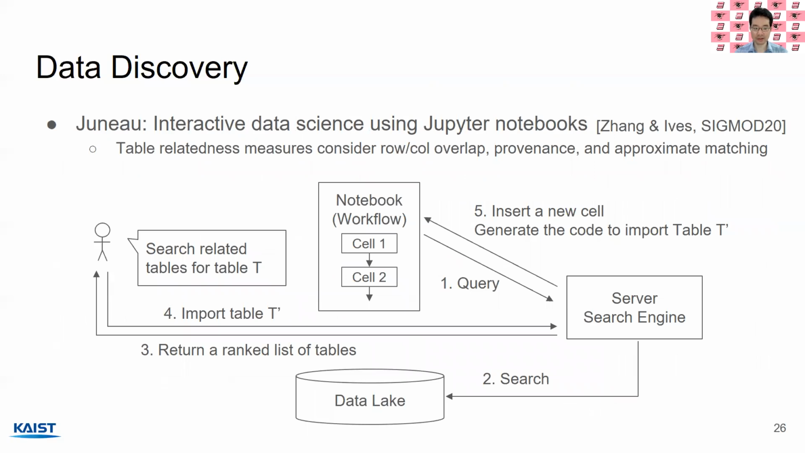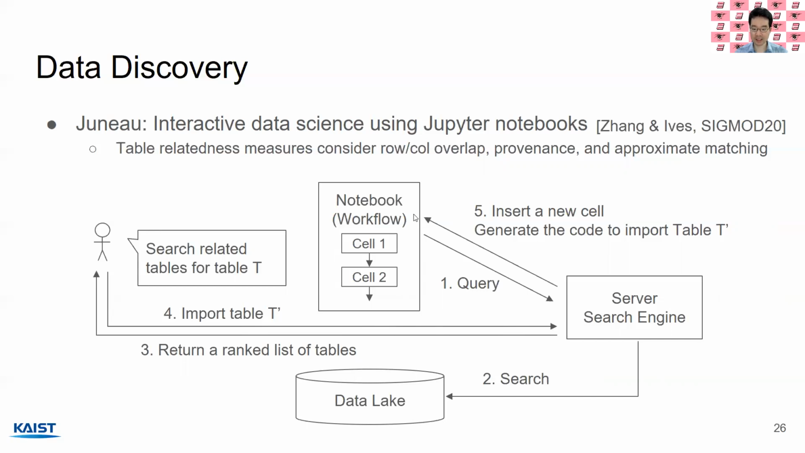More recently, these data discovery tools have become more interactive. Juneau is an interactive data science tool built on top of Jupyter Notebooks, which is a popular platform for data science. The workflow is as follows. Here's the user. Here's a notebook that has a workflow of cells. The user can pose a query, searching for related tables for a given table T. Then the server search engine searches the data lake, maybe other notebooks, and returns a ranked list of related tables. The user can choose to import some of the tables like T prime, and then the server inserts a new cell to generate the code to import table T prime.